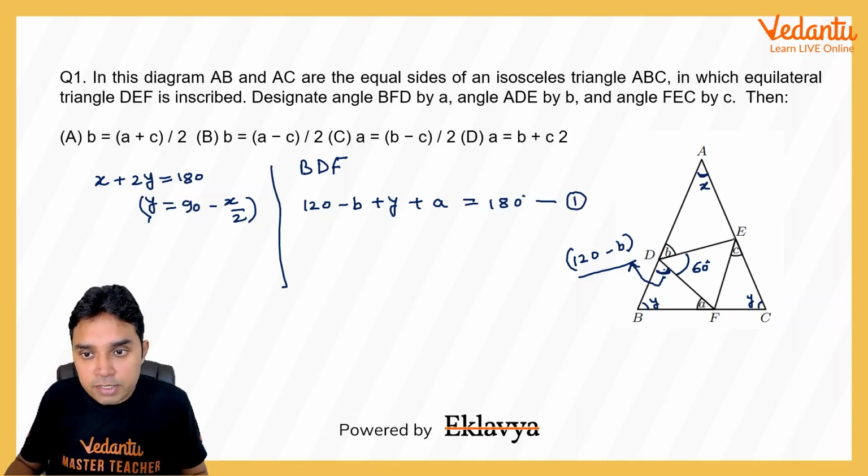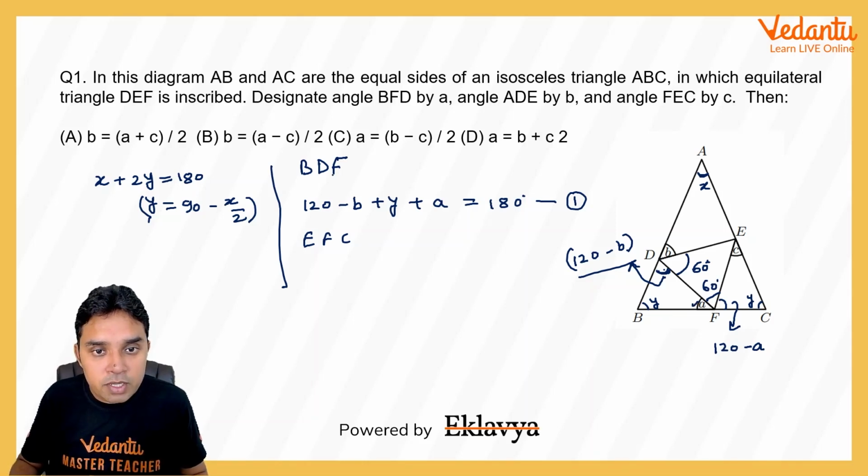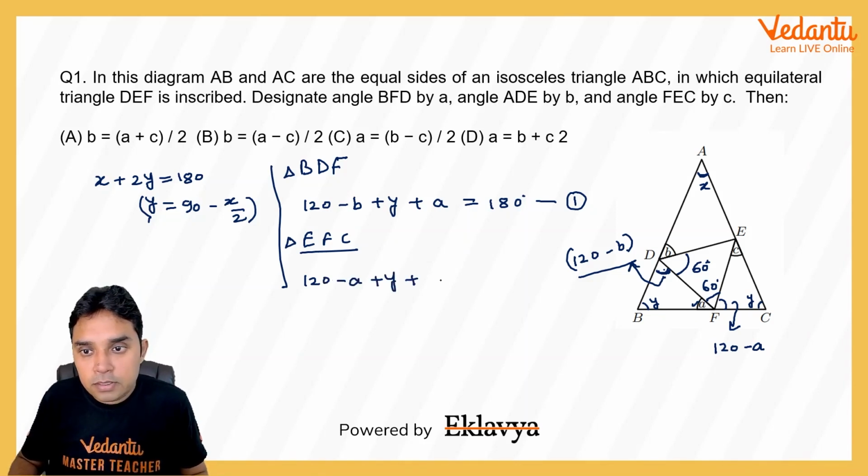Similarly, if we use the triangle EFC, here once again this angle will be 120 degrees minus A, because this is an equilateral triangle. So here it is 60, this is given to us as A, so this will be 120 minus A. So in this triangle EFC, it will be 120 minus A plus Y plus C, and it should be equal to 180. So this will be equation number 2.